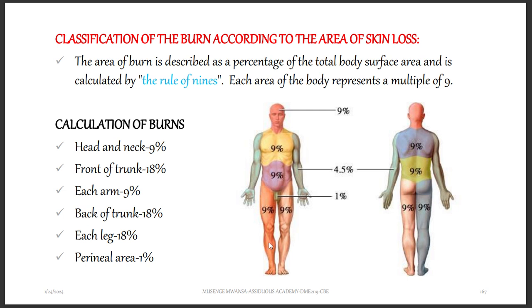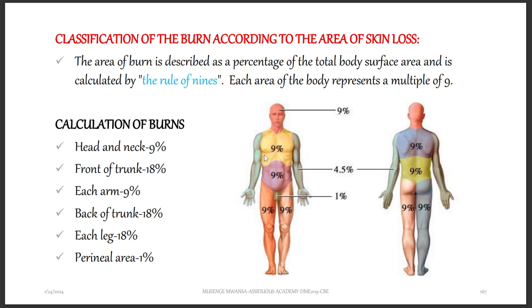And then for the lower limb, the front is 9 as the area, and the back is also 9, meaning that one leg, starting from the thigh, the leg, and the foot, is going to have an area of 18. And then if you look at this region alone, this is just 1%, that is the area. Okay, so you can actually calculate how much area has been burnt.